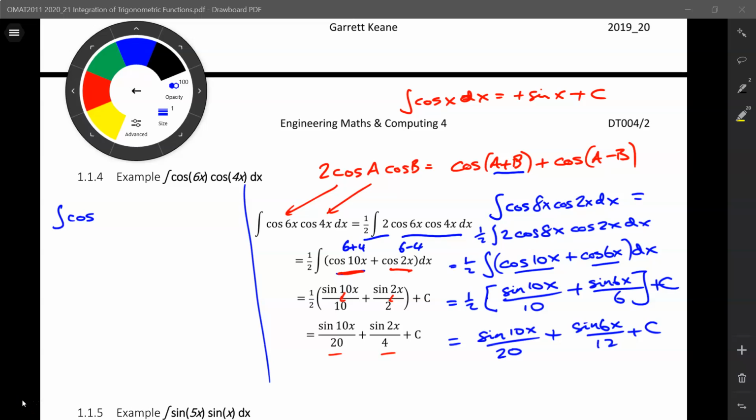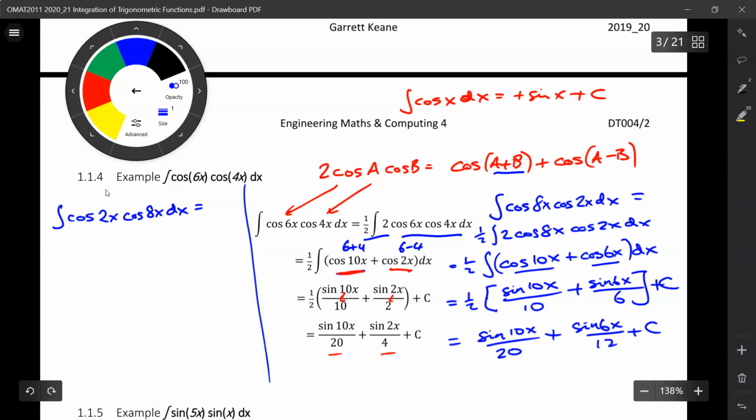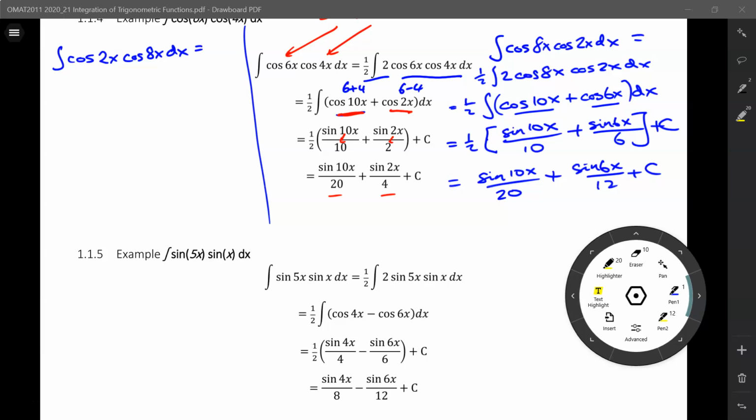So the next one will be a bit trickier because the first angle is going to be less than the second angle. So I'll reverse the 2 angles we had before. Cosine 2x cosine 8x dx is equal to what? I'll pause that and let you have a go with that. I'll resume the video up here.